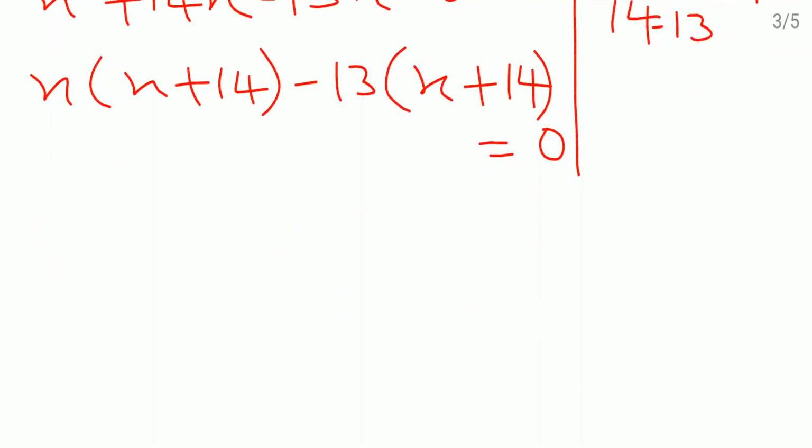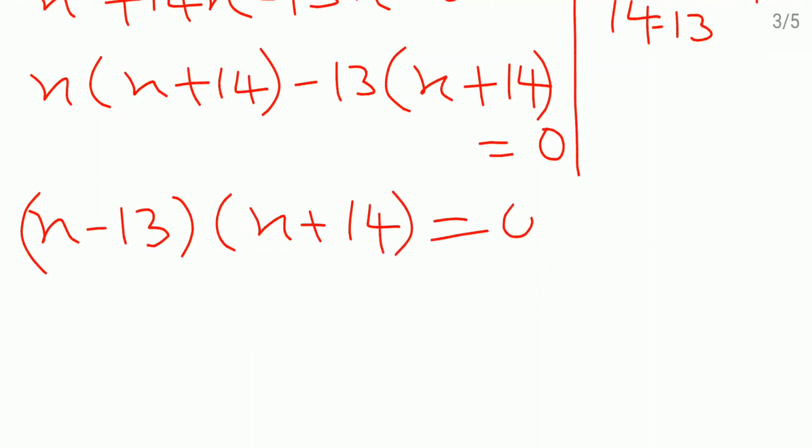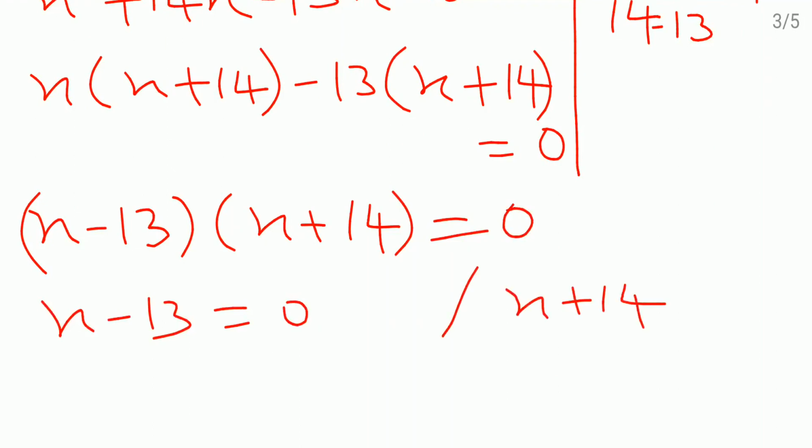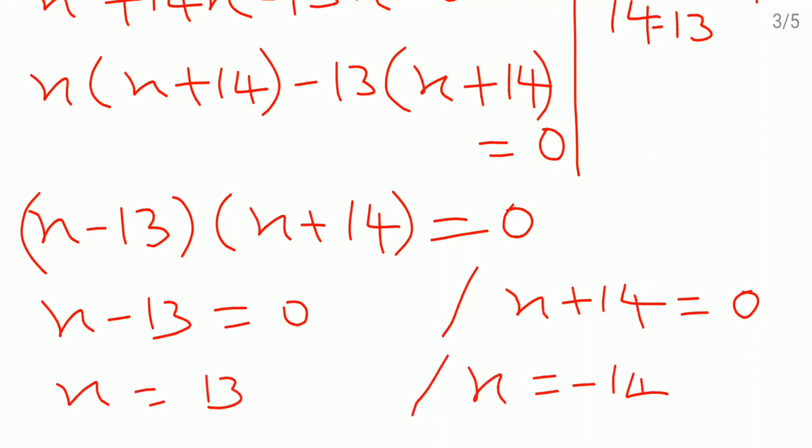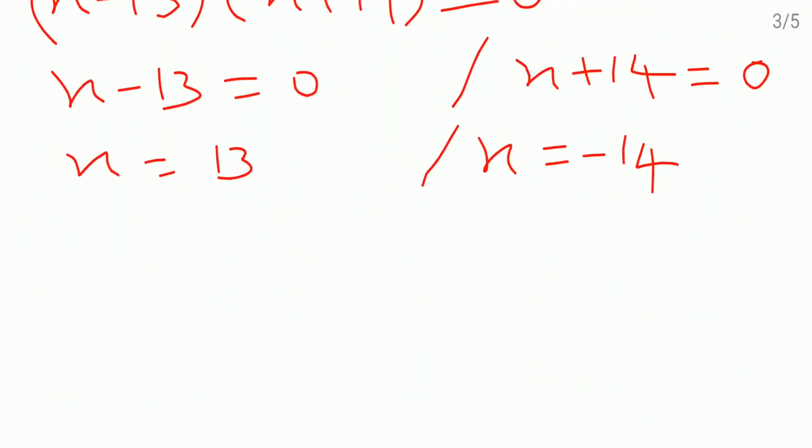Now I will write x minus 13 in one bracket and x plus 14 in the another bracket, which is equal to 0. X minus 13 is equal to 0, or x plus 14 is equal to 0. So x is equal to 13 and here x is equal to minus 14. But in that question, what did they say? Two positive integers. So this one is negative, so this value will not be valid.